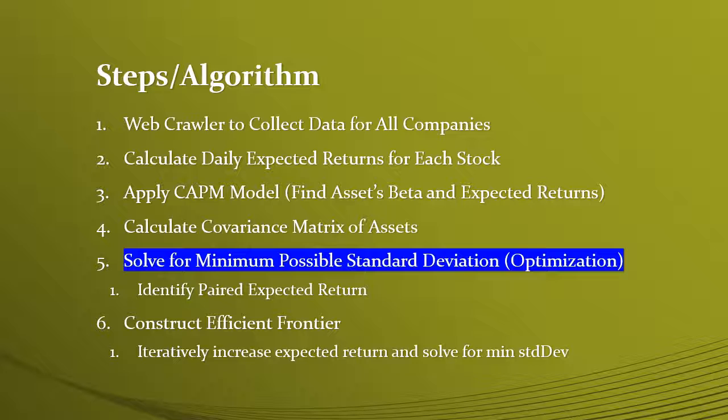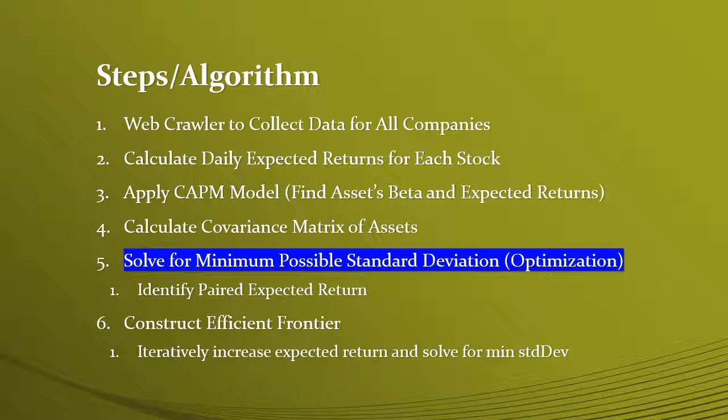So the steps I did to solve my problem are: 1, we have to write a web crawler to collect all the individual stock data for each individual company. They do sell these data packages you can buy, but they cost like $200, and I don't want to pay, so I wrote a script in MATLAB to do this for me. And then next we calculate the daily expected return for each stock, and then from these returns we can apply the capital asset pricing model, solving for the beta and expected return of each stock.